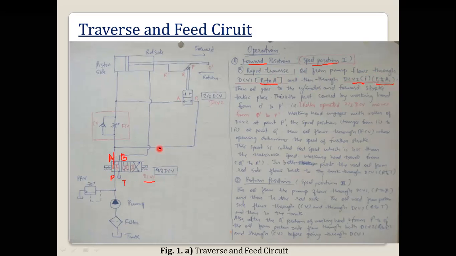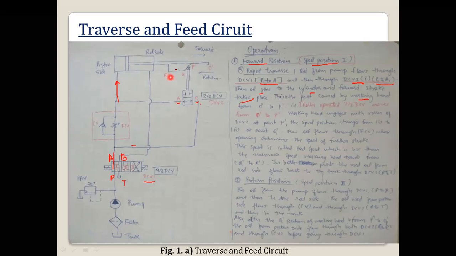Then there is the flow control. Oil will be flowing through the flow control, and also through this DCV2, that is P1 to A1. Then oil goes to the cylinder, and the forward stroke will take place. Forward stroke means this piston will move forward. This is the part covered by the working head from O dash to P dash.